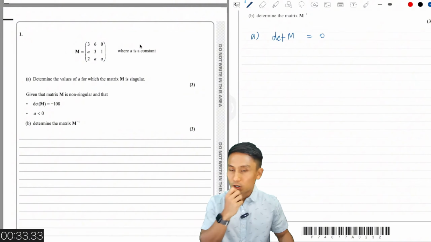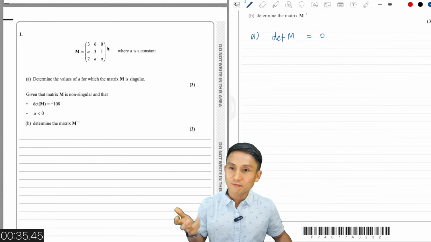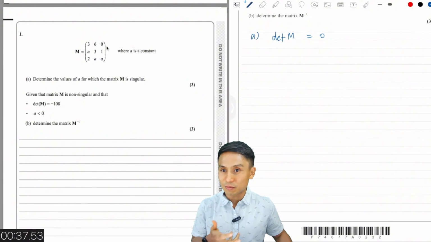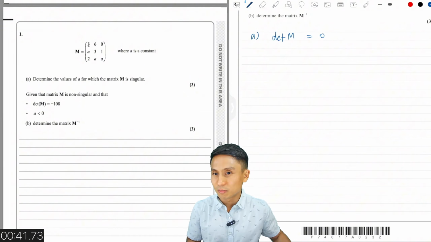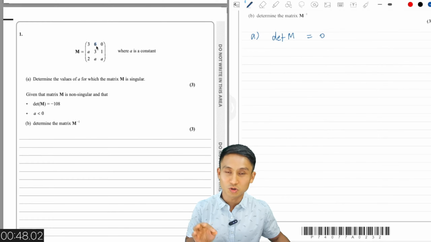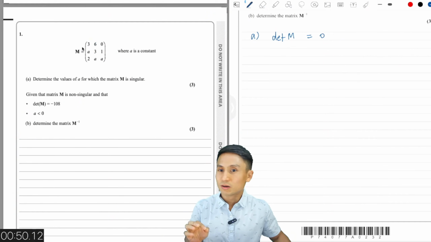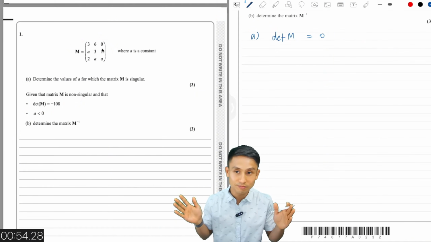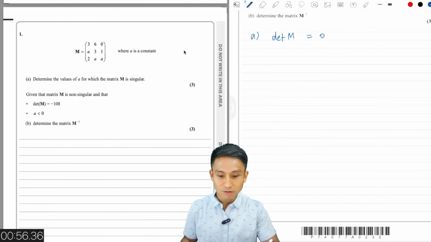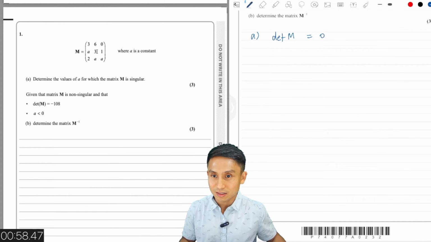Now, the way to find the determinant of a 3 by 3 matrix is to do the minors, yeah? Is to do the minors and then multiply with each element of a row or a column. So you've got to pick a row or a column. Most people would go for the top row, but you can pick any row or any column, right? So for example, if you actually pick the second row here being A, 3, and 1.